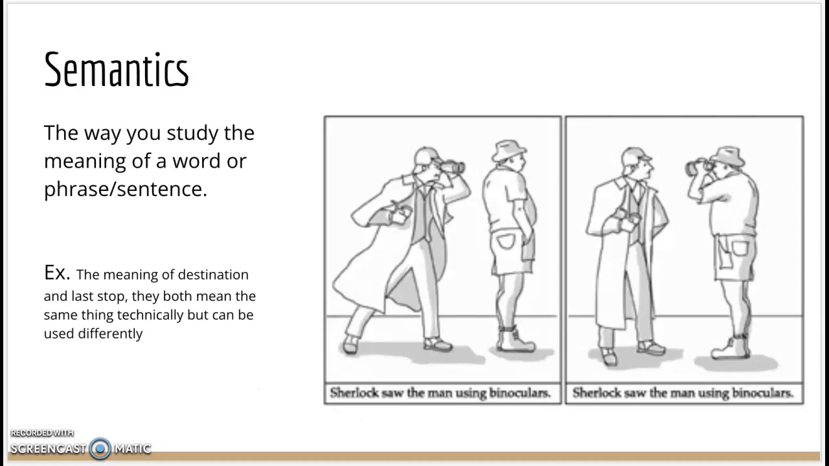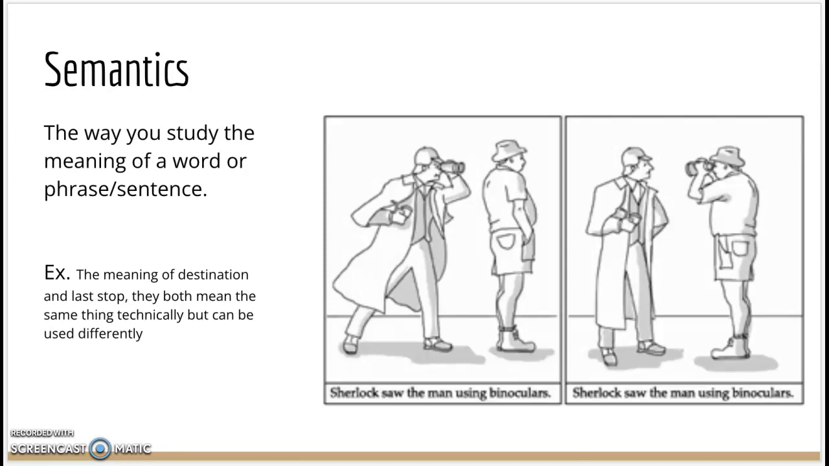Semantics is the way that we study the meaning of a word, or the meaning of a phrase or a sentence. So the meaning of destination and last stop, they both technically mean the same thing, but they're used differently. Destination would be like, I am going to my destination, or I am going to my last stop.